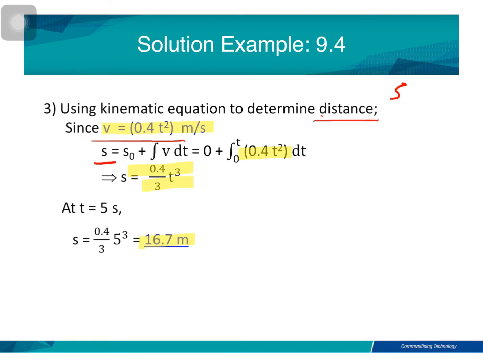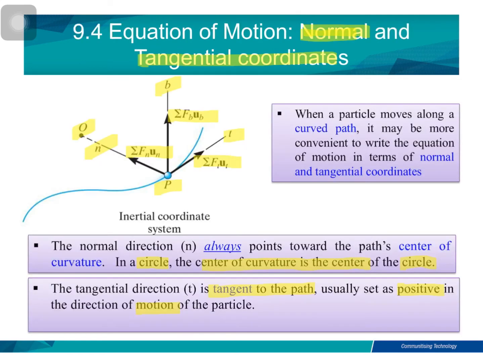So, the S is equal to, when you integrate 0.4 T squared, you get 0.4 divided by 3 T to the power of 3. So, you substitute T is equal to 5 seconds, and you can obtain S is equal to 60.7 meter.